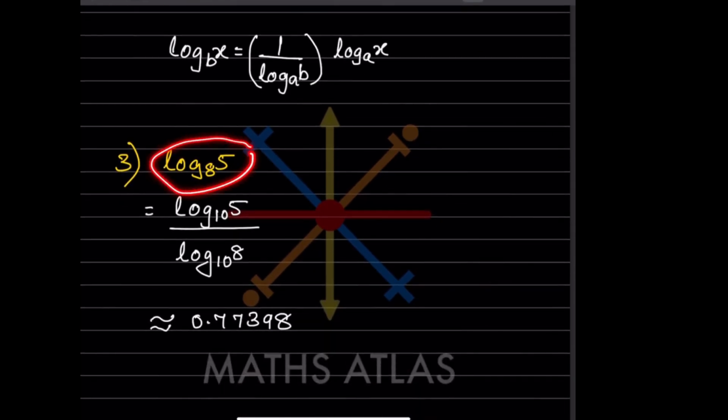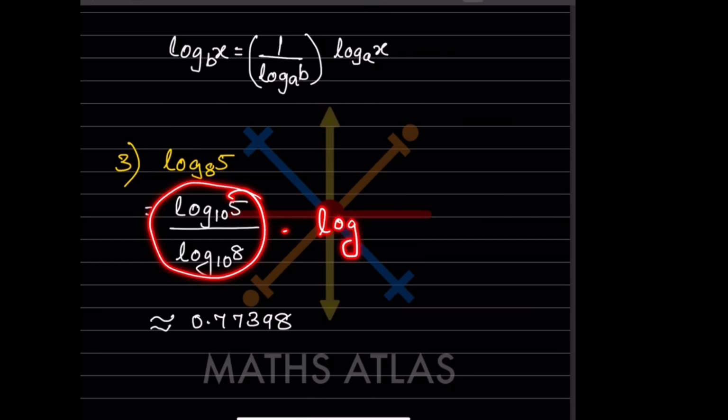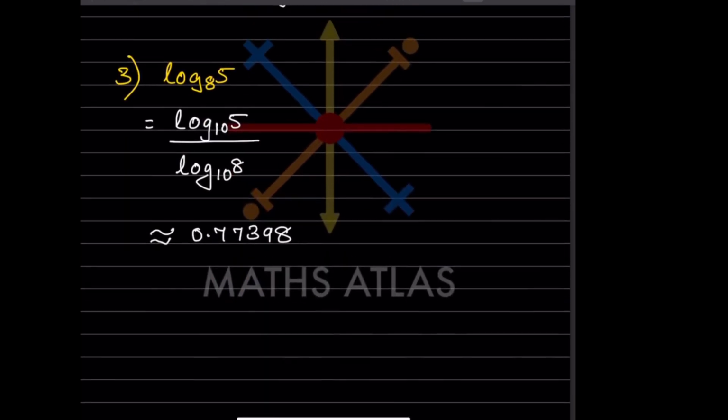For this one we can take the base as 10. So what can we write here? Log of 5 to the base 10, and this one log of 8 to the base 10. So when you look in your calculator, because we cannot do this directly, you divide this one, you get this answer. This is the approximate answer. When you write like this, it means that is the approximate answer.